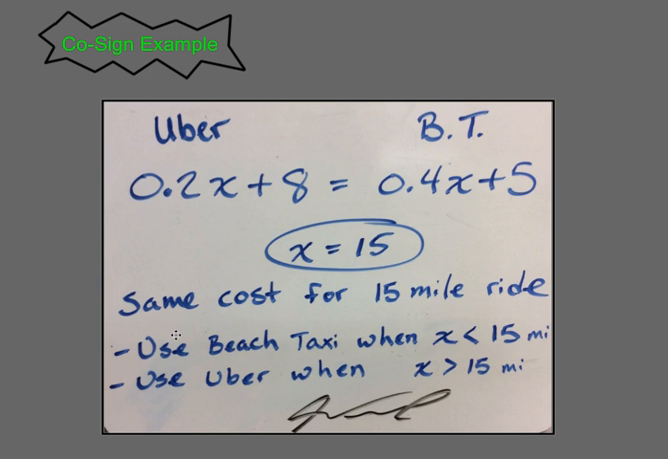Now that's the right answer, but we might want to follow up with a few questions. Well, how did you know Beach Taxi was better for under 15 miles? And hopefully they would say something like, well, it had a lower pickup fee and a lower initial value. And how would you know that Uber would be the better deal over 15 miles?